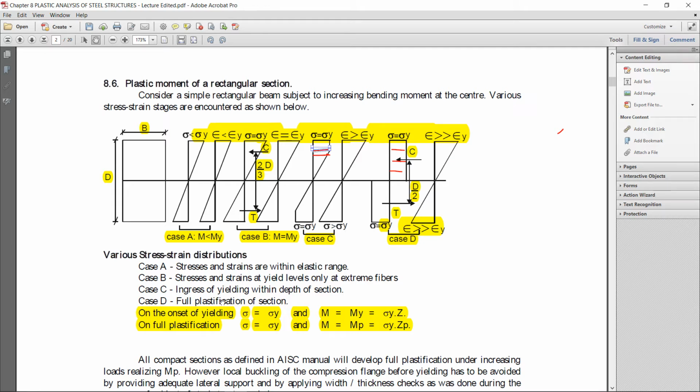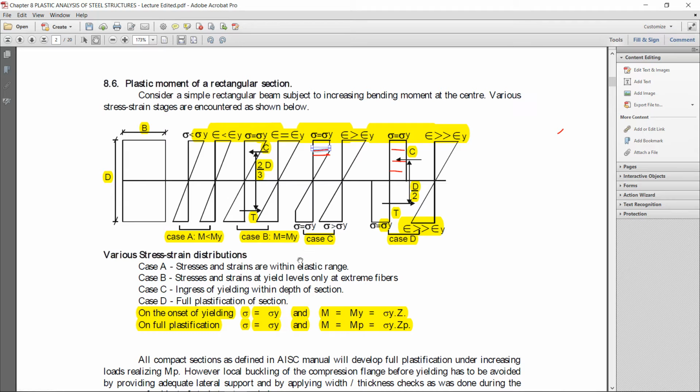Fourth, full plastification of section. Now the whole section is plastic, meaning yielding of all fibers occurs, in the compression region, in the tension region, in both regions. So that is the full plastification of section. That is case 4.